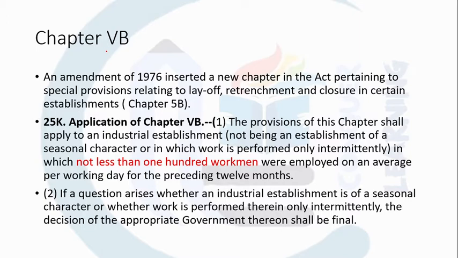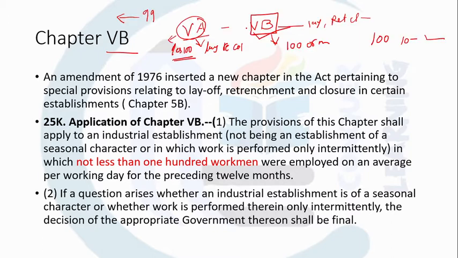And in chapter number 5B, the provisions are related again to layoff, retrenchment, closure, but this is applicable to 100 or more. So as soon as any establishment has 100 or 101 or more employees, chapter number 5B becomes applicable. Whereas if there are 99 or fewer employees, chapter 5A is applicable. That is the difference between 5A and 5B.